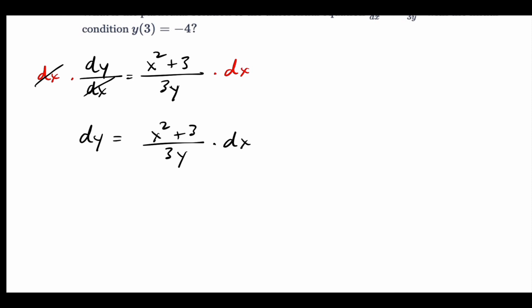What else do I have to do now? What else do I have to do before I can go to the next step? There you go. Yep. I have to move the 3y to the other side. Since it's on the bottom, I have to use multiplication, just like I did for dx. So I'm going to multiply both sides by 3y. The 3y's over here will cancel out.